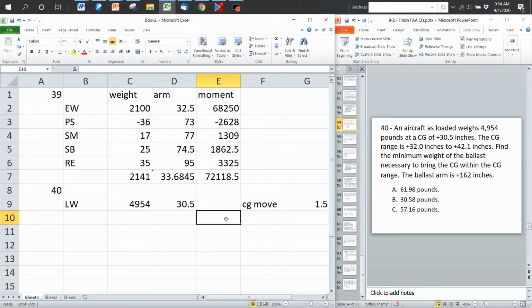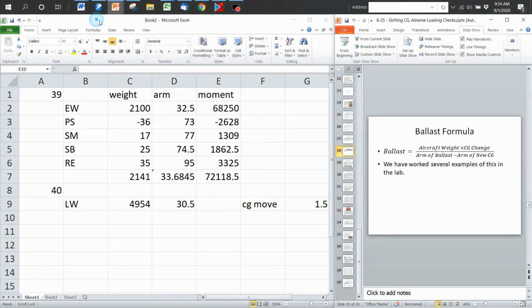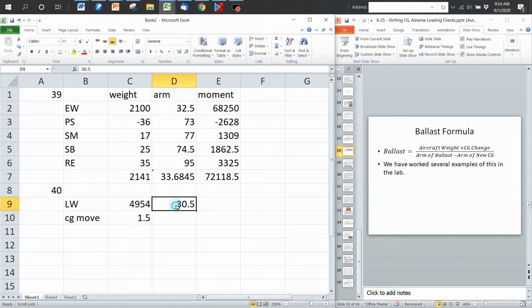Now I've got to get my ballast formula, and I'm going to cheat and pull my ballast formula up right across here. There's my ballast formula. It's my aircraft weight. So I'm going to go ahead and make this come in across here. For my ballast formula, I'm going to need my aircraft weight, which is right here in this cell. I'm going to need my CG change, which is right here in this cell. I'm going to need my ballast arm. I probably should be putting all of these over here. CG move, Control X. We're going to put them over here and make it nice and neat.